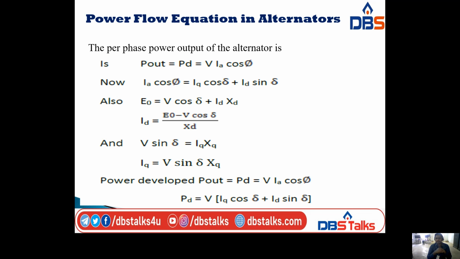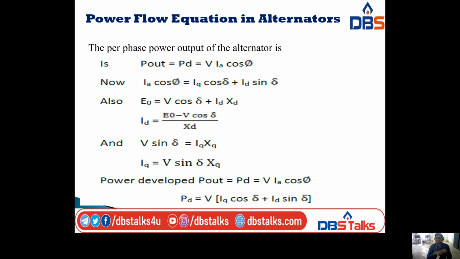From this I am writing ID is equal to E naught minus V cos delta by XD. And V sin delta is equal to IQ XQ, also from the phasor diagram. So from this I am writing IQ is equal to V sin delta by XQ.